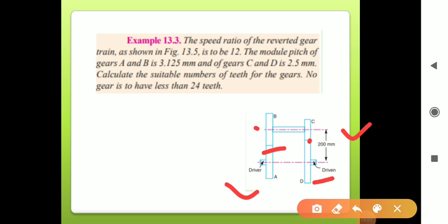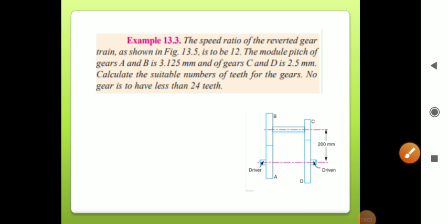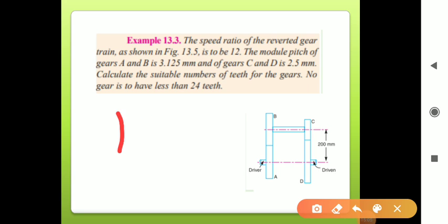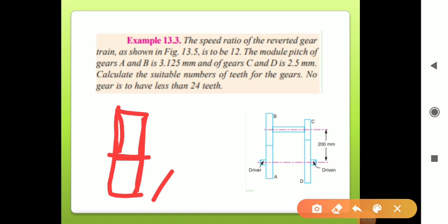200 mm. Okay, so see here, I will draw the diagram here. This is gear B. This gear B meshes with this gear, the gear is like that. Okay, this is gear A. This gear A meshes with this gear B.